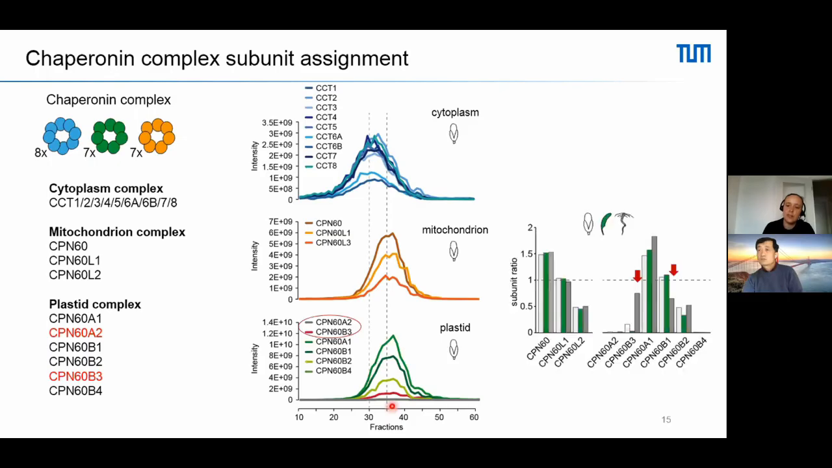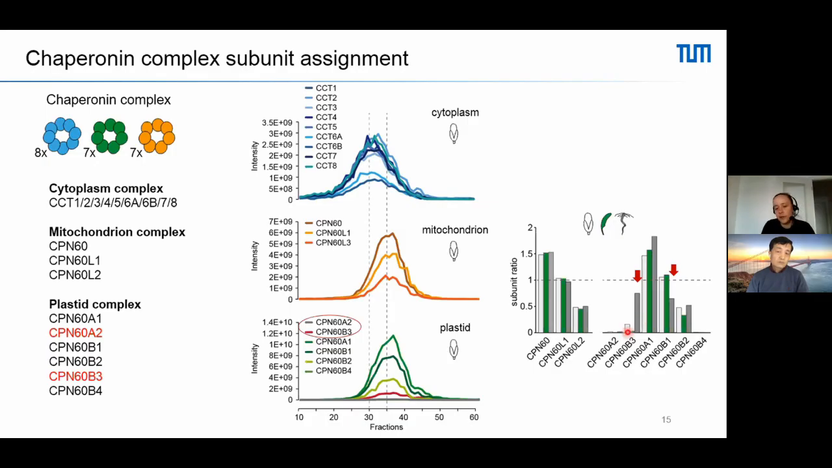However, when we looked at the ratios between the different samples, so when we compared the abundance information for the different subunits in flower, in leaf, and in root, we could see that for the plastid complex, we had in all cases the highest intensity for the A1 subunit. But in the case of the root, we had a very high abundance also for the B3 subunit as compared to the flower and to the leaf tissue.